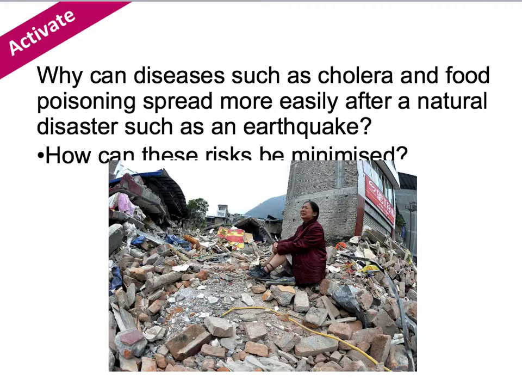So unfortunately, on the news we will tend to hear about natural disasters such as earthquakes, volcanic eruptions, tsunamis occurring around the world. Now on top of being a disaster in themselves, where we get destruction of buildings and death, there also are other risks involved. These occurrences can result in diseases being spread a lot more easily. Now, we're going to have a look at why this is and how these risks can be minimised.